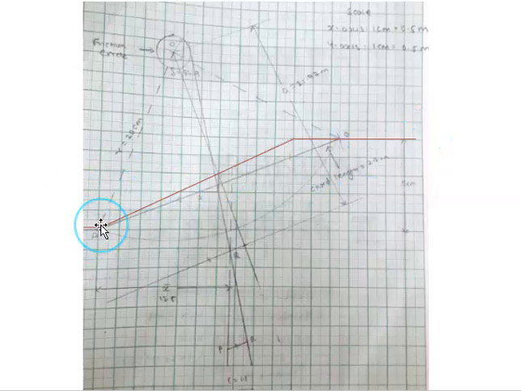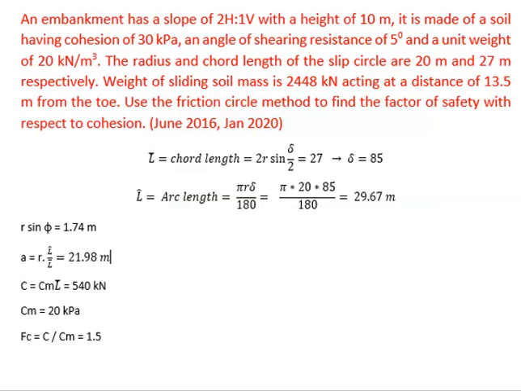Then here one end of the slip surface is known to us, that is nothing but the toe point. To find the other end of the arc, we have to use the chord length. So here in the problem chord length is given because the center is not known. We should use the chord length only. So chord length is given as 27 meter.